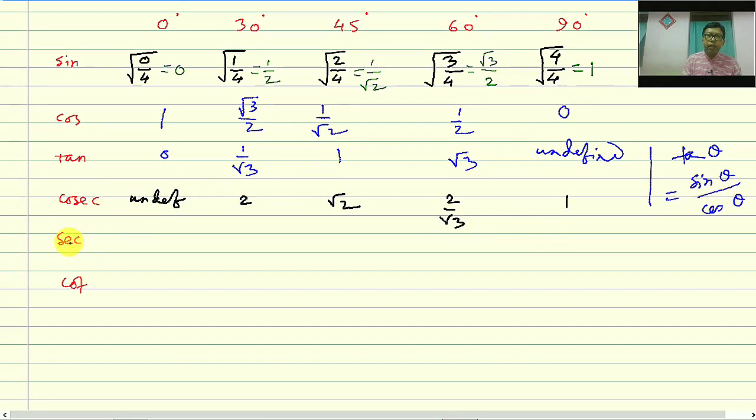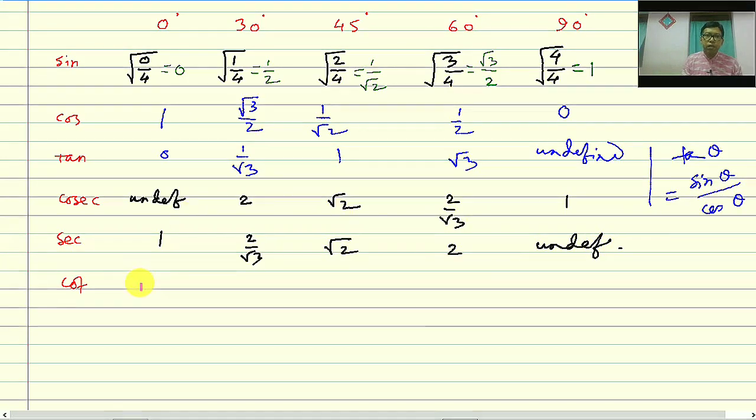I have written this. And sec of the angles are the reciprocal of cos of those angles. So obviously you have to write the reciprocals of these fractions. The first one is 1, obviously this is 2 upon root 3, this one is root 2, reciprocal of half means 2 and reciprocal of 0 is undefined. Okay, the last one is cot 0 degree is equal to the reciprocal of tan 0 degree. What is tan 0 degree? Tan 0 degree is equal to 0. So cot 0 degree is equal to undefined. So write undefined.